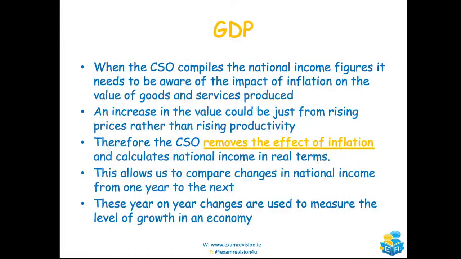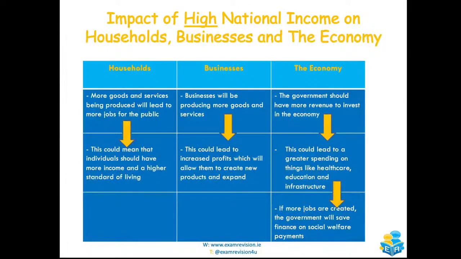So if we look at national income and the effect that having a high national income could have on households, businesses and the economy then. For a household, more goods and services being produced will lead to more jobs for the public, and this could mean that individuals should have more income and a higher standard of living. For businesses then, businesses will be producing more goods and services. This could lead to increased profits, which will allow them to create new products and expand.